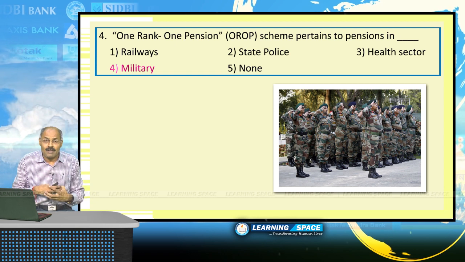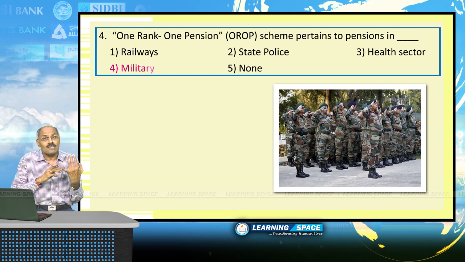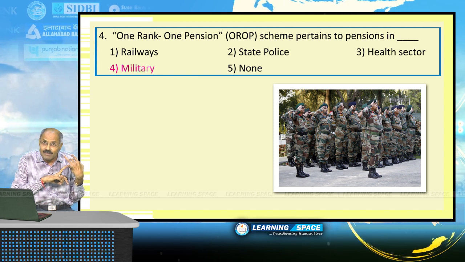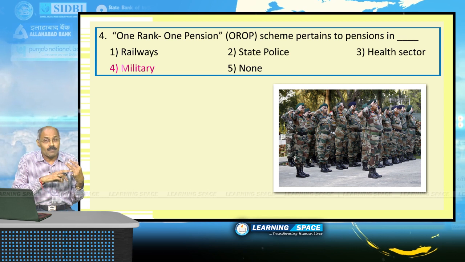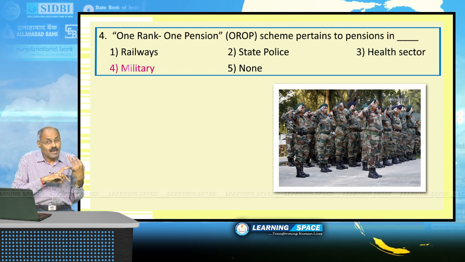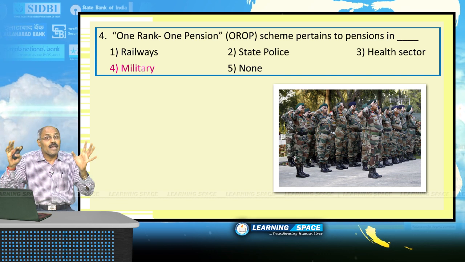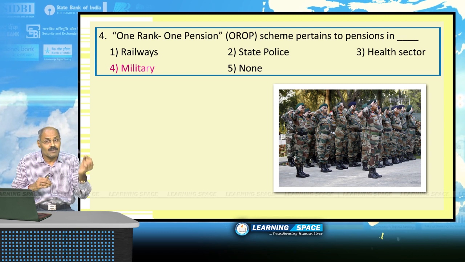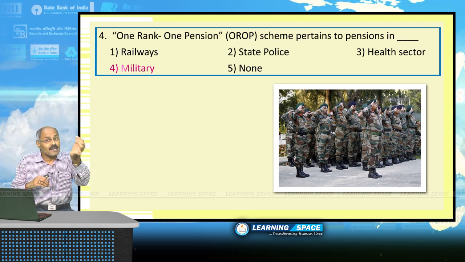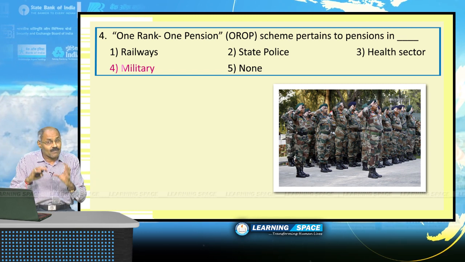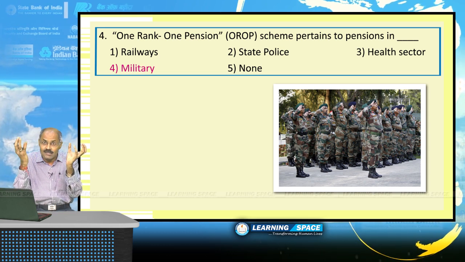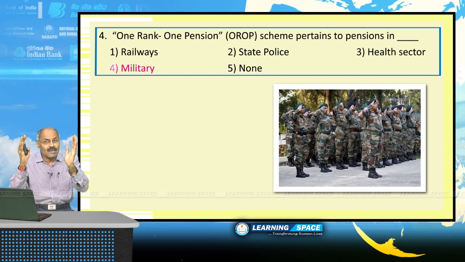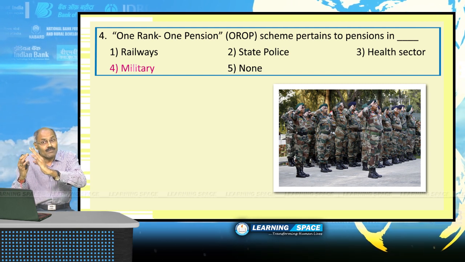What is the meaning of one rank, one pension? If the person has the same rank and has put in the same years of service, they should get the same pension irrespective of the year of retirement. Somebody might have retired in 1990, somebody might have retired in 2010, but if the rank as well as years of service are one and the same, they should get the same pension.